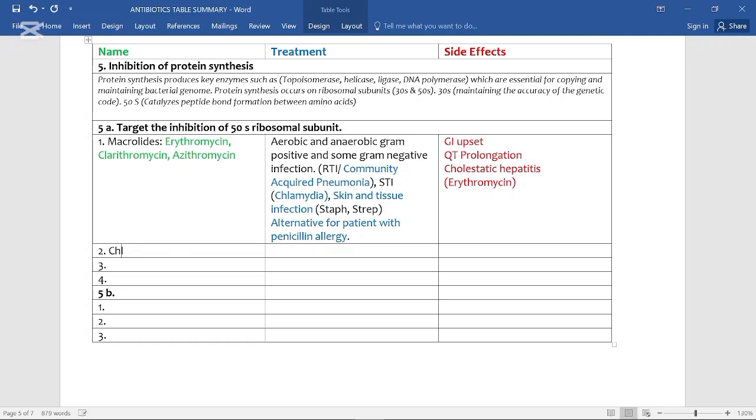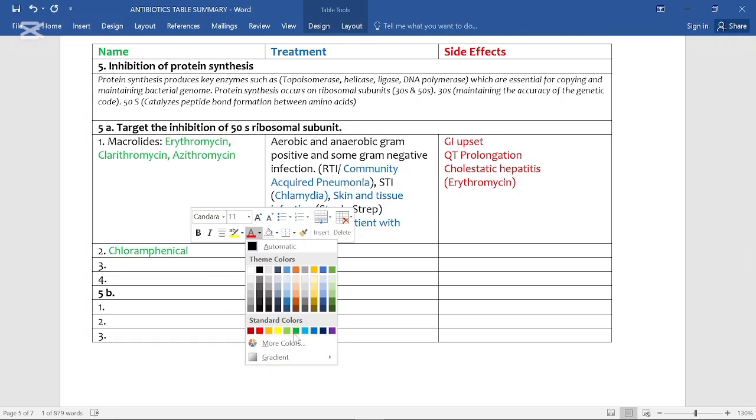Here we have got chloramphenicol. When you think of chloramphenicol, think of gray baby syndrome. This is a song that we used to sing. Chloramphenicol, think of the gray baby syndrome. Okay, but we have a drug called chloramphenicol. This is a classification of a drug and also a drug on its own.